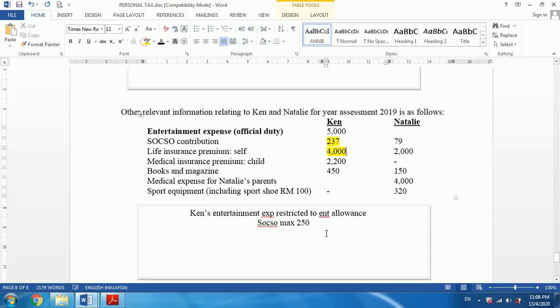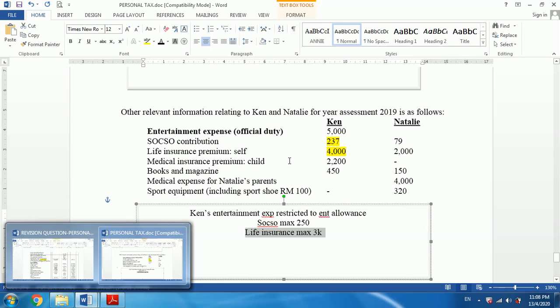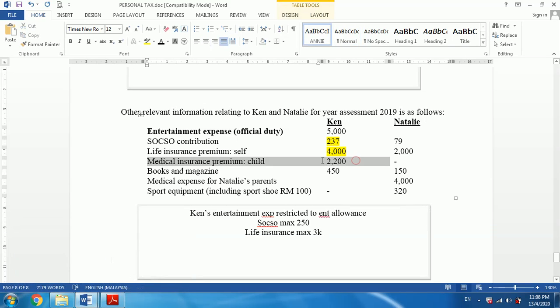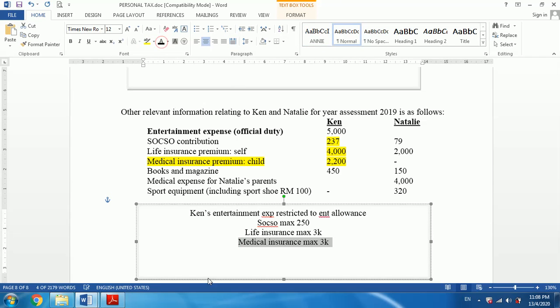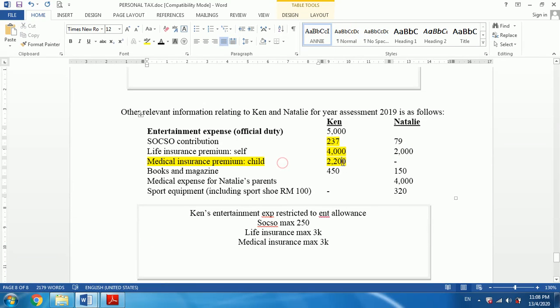So for the life insurance for himself, yes, it's entitled to relief, but the maximum is only 3,000. So you put in 3,000 as your answer. Then the medical insurance premium for the child. Under medical or education insurance, the maximum for child, spouse, and self is 3K only. So in this case, he can take all the 2,200.